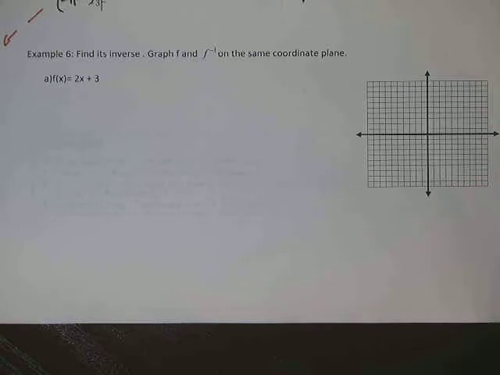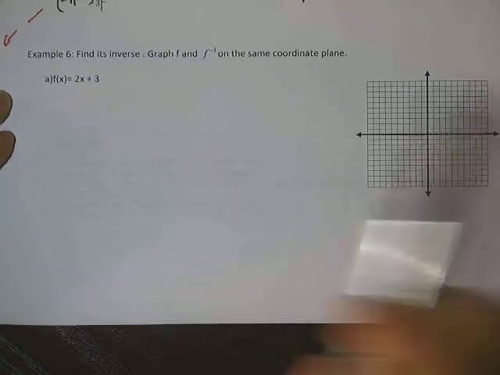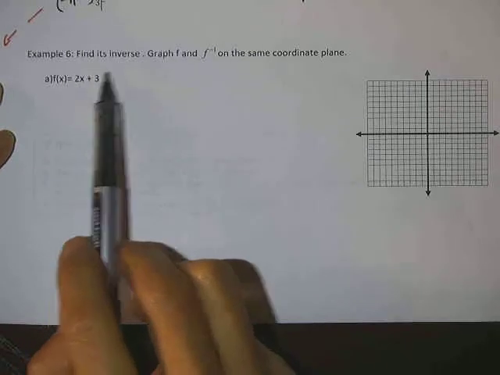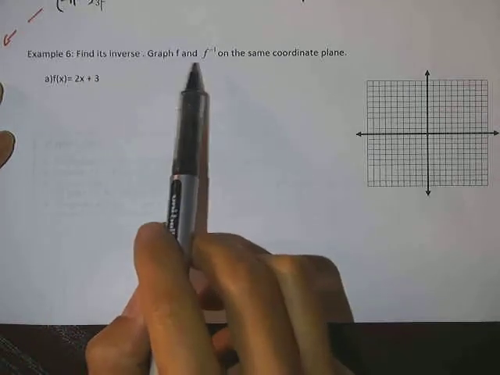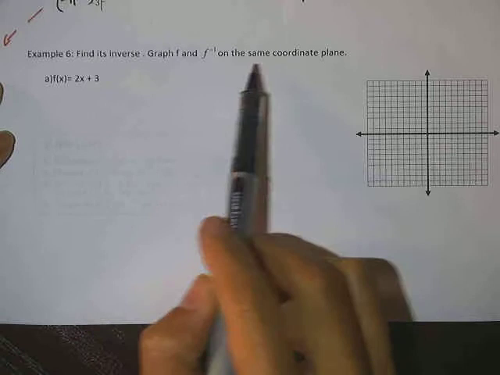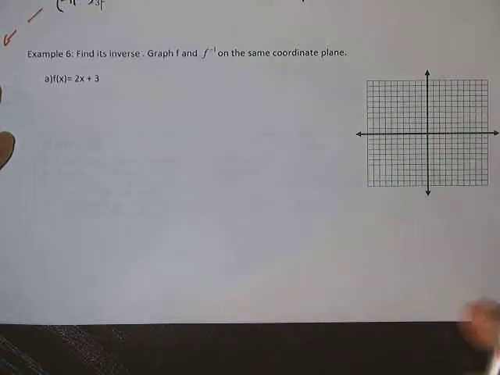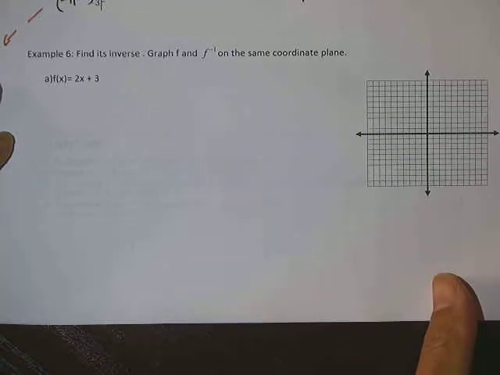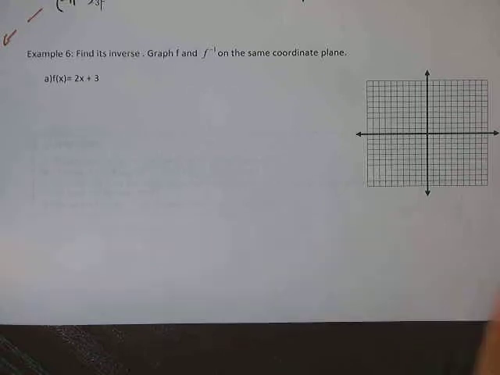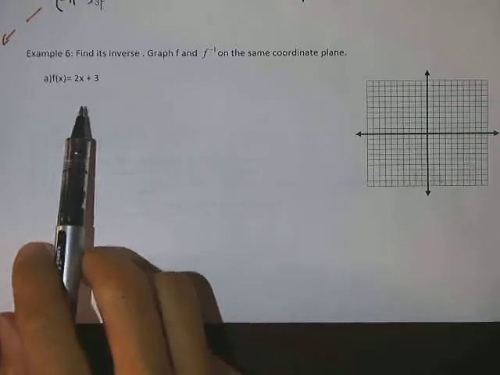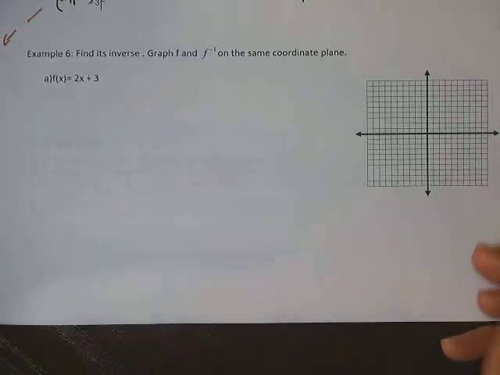I'm gonna pick up where we left off last time. Okay, so this is example 6. Find its inverse, graph f and its inverse on the same coordinate plane. Here's the coordinate plane that we're using for graphing. We can do this multiple ways. We can find its inverse first and graph both of them. Okay, so here we go.